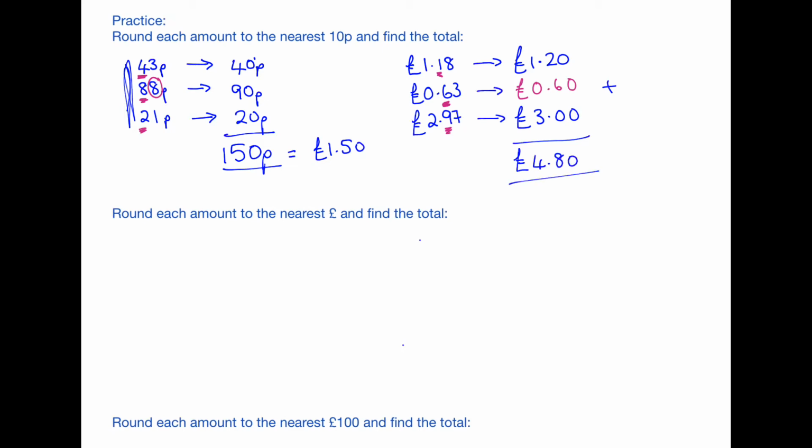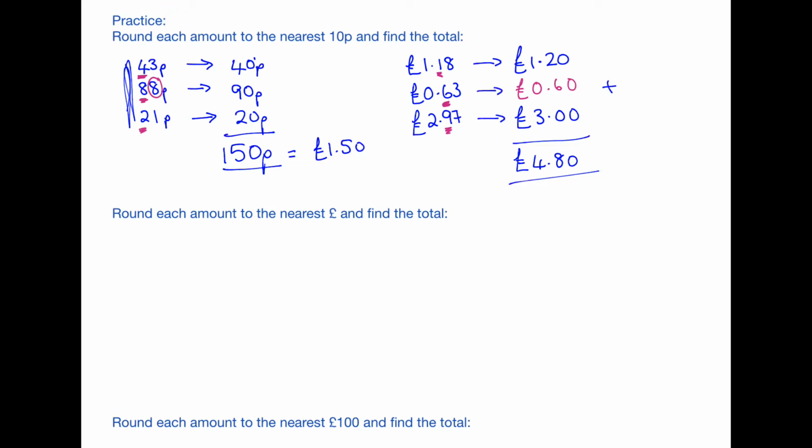So that gives us an estimate without having to add up these 3 exact numbers that we started with. So if we were spending this amount, this would roughly be our total. It wouldn't be exact, but it'd be roughly that. Okay, so we're going to do the same sort of thing now, where we're rounding to the nearest pound.